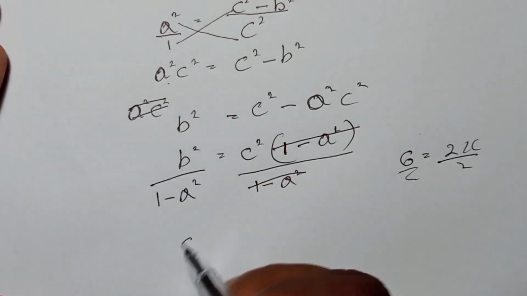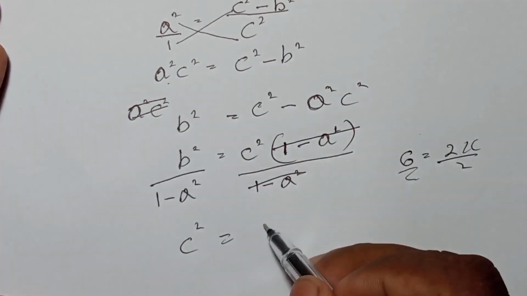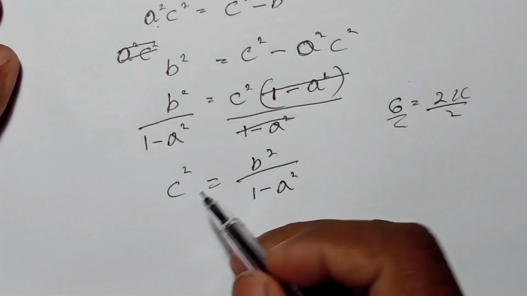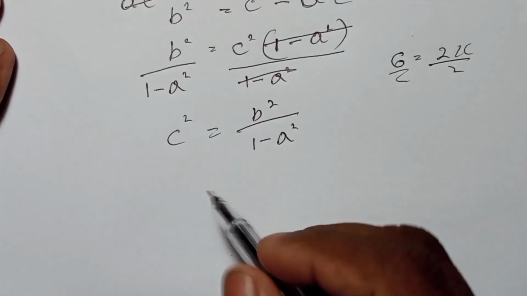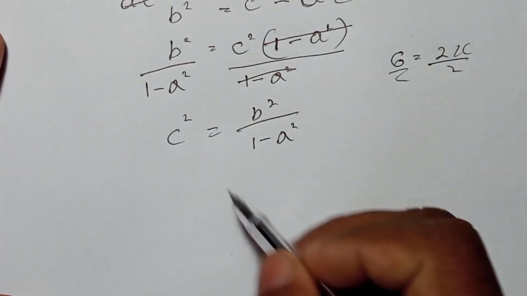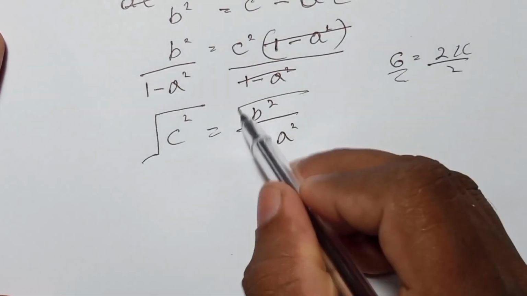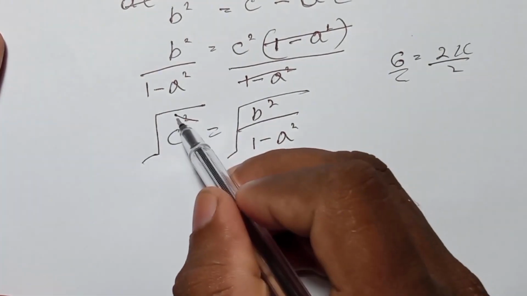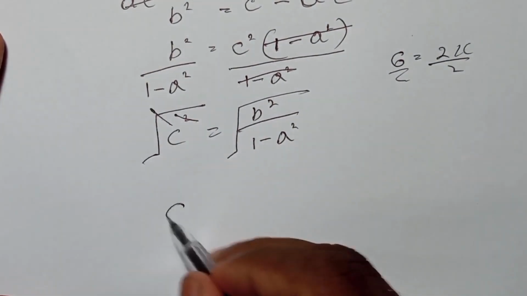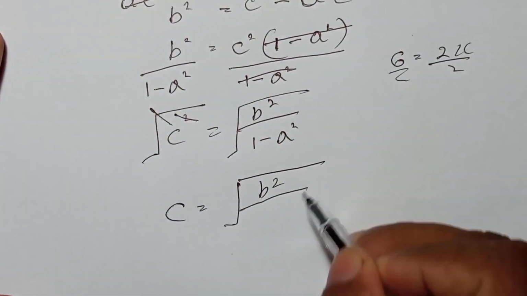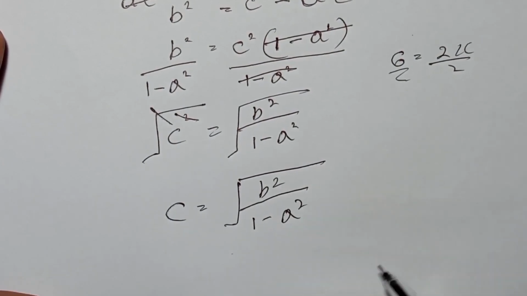Here we will get, I will write on this side, it's okay, B square over 1 minus A square. Now this is still not the final answer, because they asked to make C the subject, not C square. So how to remove this square? Put the square root sign on both sides. So C square and the square root cancel. Here we will get just C, and this is the final answer: C equals the square root of B square over 1 minus A square. So that's the answer for C, that's the subject. You made C the subject.